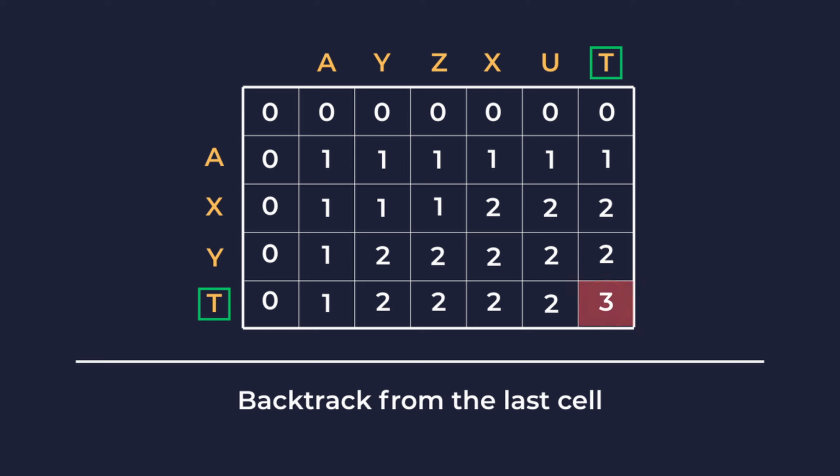If the characters match, that means the character is part of the subsequence, so we move diagonally. If they don't match, we move in the direction of the larger value, either up or left. We continue this process until we reach the first row or the first column.